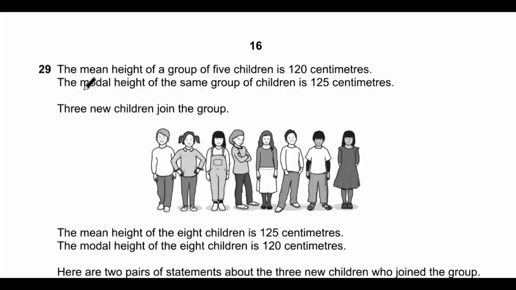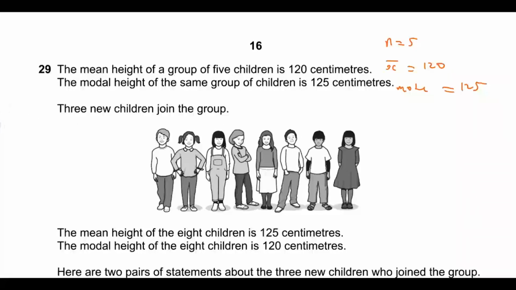So question 29. The mean height of a group of 5 children is 120 centimeters. So that means when n is equal to 5, let me denote the mean by this sign. The mean is equal to 120, and then the mode is equal to 125. That is one group.